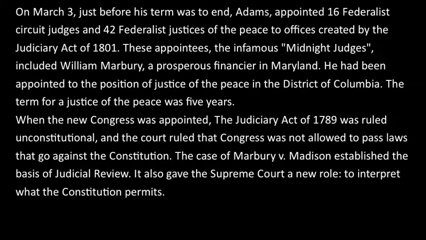On March 3rd, just before his term was to end, Adams appointed 16 Federalist Circuit judges and 14 Federalist Justices of the Peace to offices created by the Judiciary Act of 1801. These appointees, the infamous Midnight Judges, included William Marbury, a prosperous financier in Maryland. He had been appointed to the position of Justice of the Peace in the District of Columbia. The term for a Justice of the Peace was 5 years.